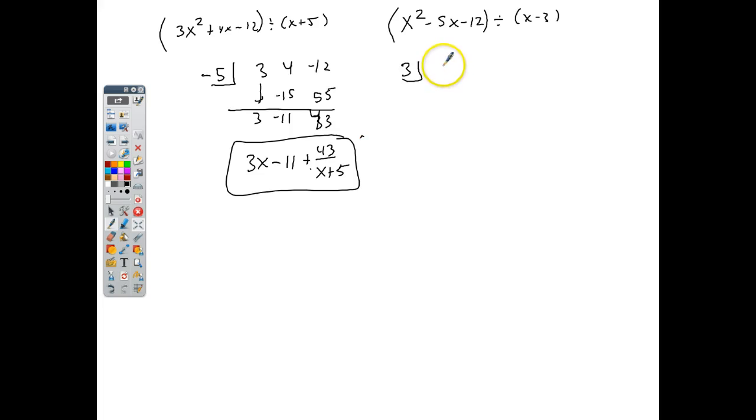So that's going to be 3 into 1, negative 5, negative 12. No breaks in here, no mistakes. Bring down the 1. 1 times 3 is 3. Negative 2. Negative 2 times 3 is negative 6. Negative 18. So I've got x minus 2 minus 18 over x minus 3.